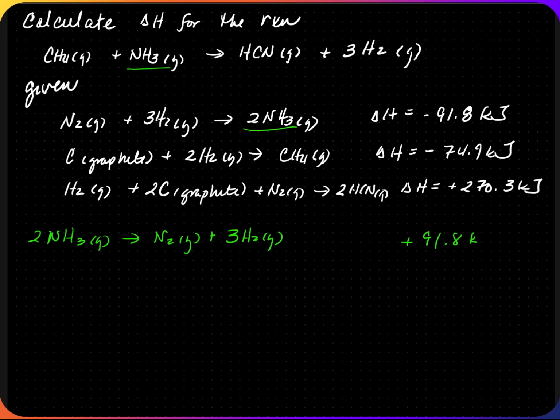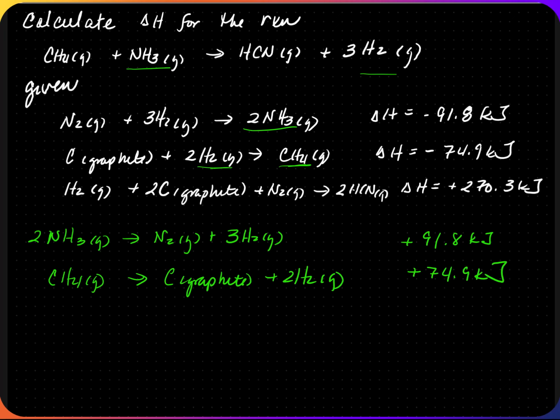positive 91.8 kilojoules. The second equation, the H2 is on the product side, but in the original equation, methane is on the reactant side, and we know that for sure, so we know we have to flip this equation. Since we flipped the equation, we have to change the sign, so this is positive. The last equation will stay as is.